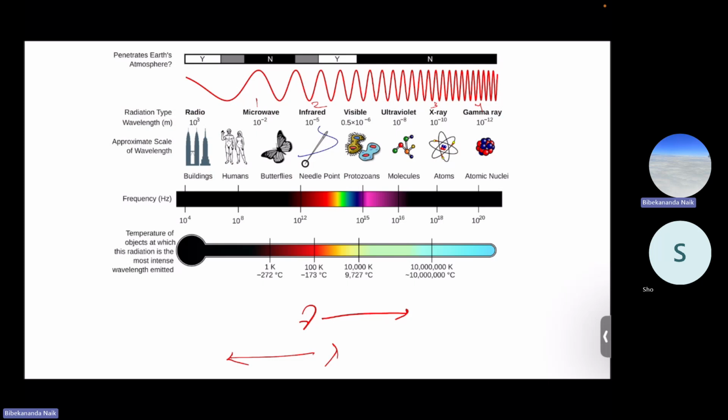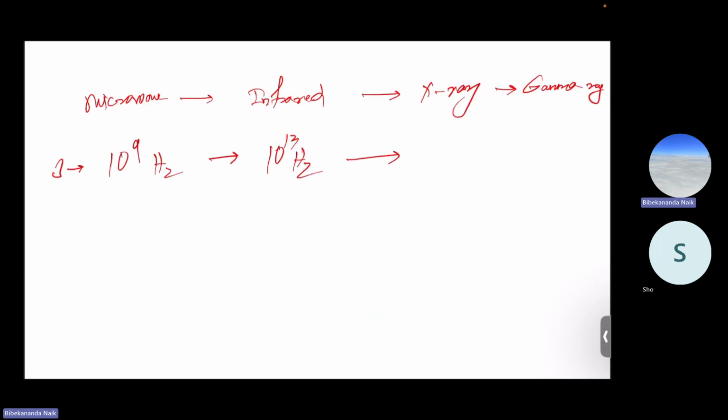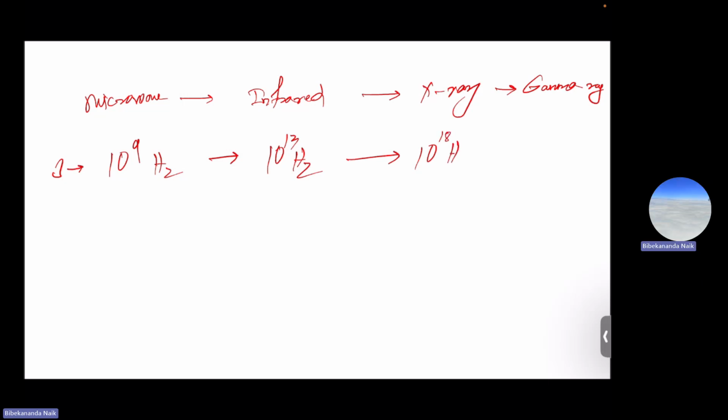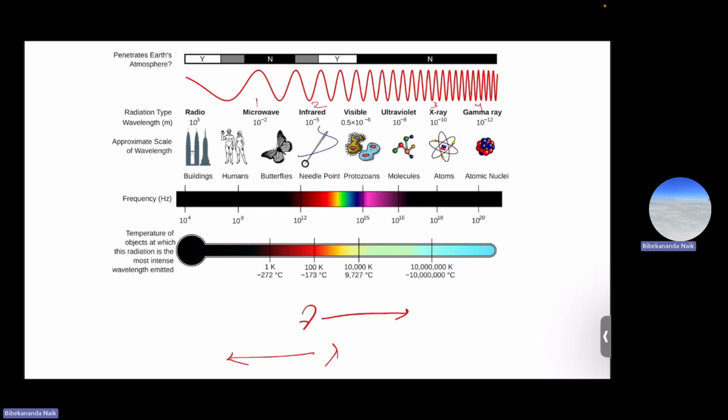X-ray corresponds to, sorry, not gigahertz, 10 to the power 18 hertz. And gamma ray is the most energetic, corresponding to 10 to the power 20.